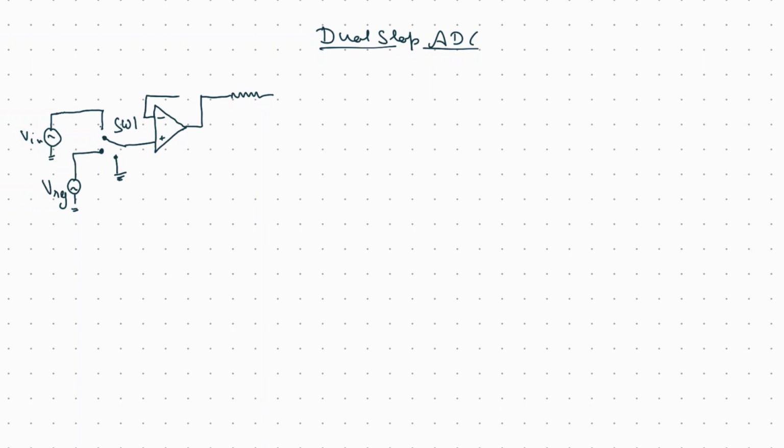Today's lecture is on the dual slope analog to digital converter. It basically consists of three operational amplifiers. Operational amplifier 1 is a high input impedance buffer or voltage follower, whose non-inverting terminal can be connected to one of three: V input, V reference, or the ground. Operational amplifier 2 acts as an integrator, which is connected through resistance R and capacitor C.